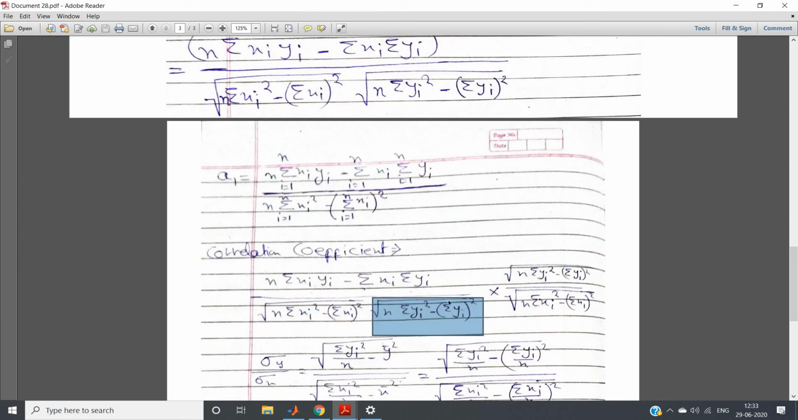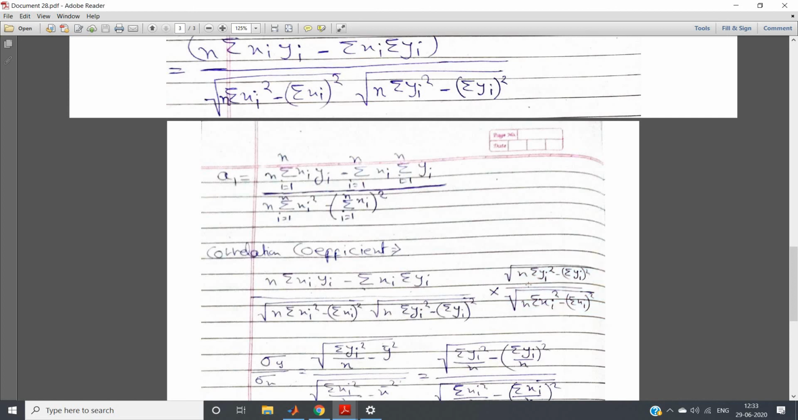So to cancel out this one, we can multiply one same y term in the numerator, and to remove this particular square root, we can multiply the same term in the denominator. I hope you have understood why we have done it like this. Now what is this term? Root over of n summation over yi square minus summation over yi whole square by root over of n summation over xi square minus summation over xi whole square. This term has some particular significance.